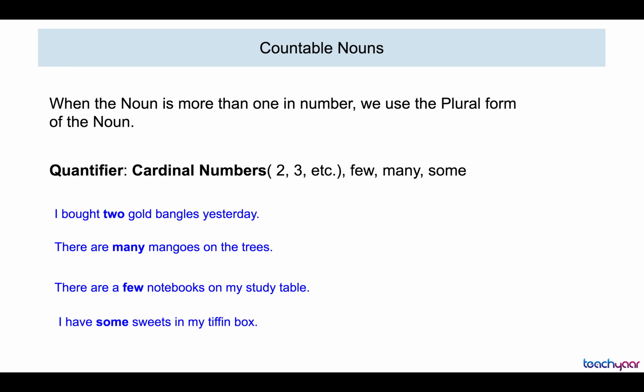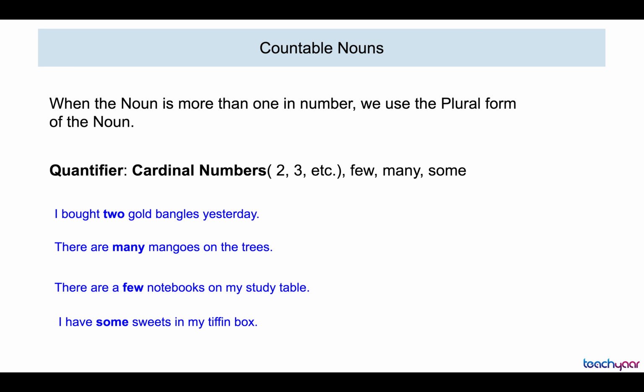I have some sweets in my tiffin box. Sweets, plural form of the noun, and we have used the term some. So this is how we frame sentences when we are talking about countable nouns. We either can give the exact number, 2, 3, 4, whatever, or we can use many or few as the case may be, or some. So these are the determiners that we use.